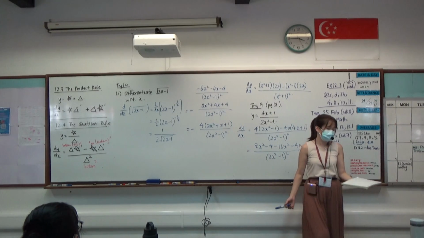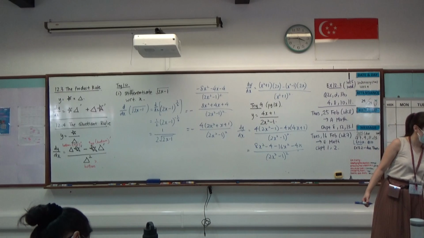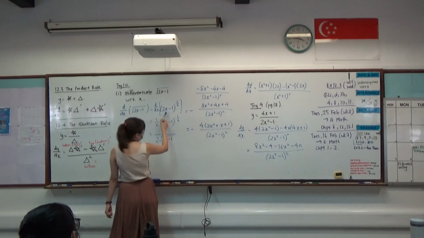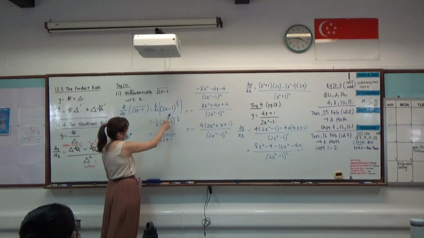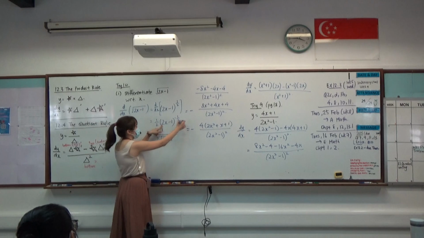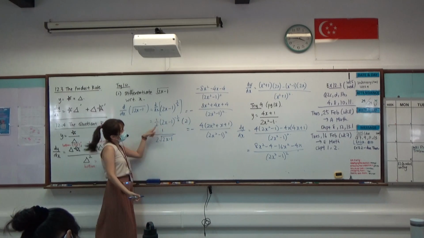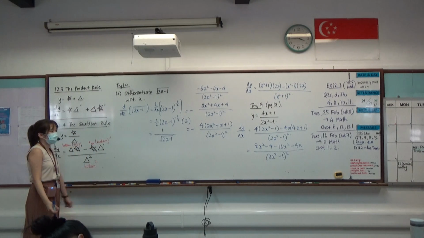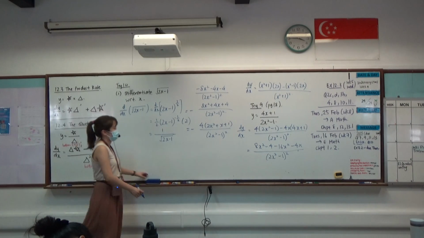Correct differentiation? No? Bervin, what's wrong? The 2x minus 1, remember inside the bracket also need to differentiate. So there should be a 2. So half times 2 will give you 1. So answer should be 1 over square root 2x minus 1.